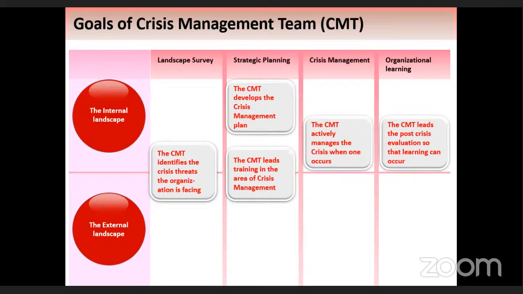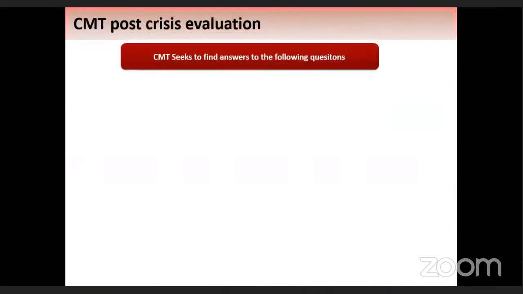The CMT identifies the crisis threats the organization is facing. Then the CMT develops the crisis management plan. Then the CMT leads training in the area of crisis management. The CMT actively manages the crisis when one occurs. The CMT leads the post-crisis evaluation so that learning can also occur.